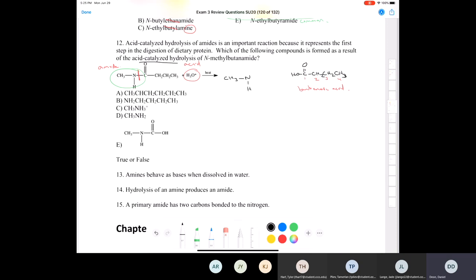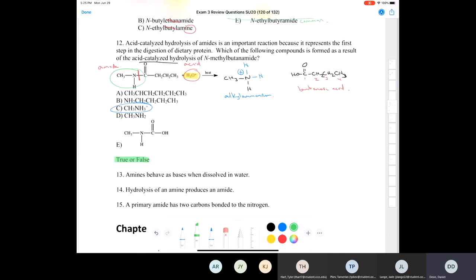What am I missing here, right? If I'm doing this reaction in acid, I'm going to end up with what? Who can help me? If I'm hydrolyzing an amide in acid, I end up with a carboxylic acid and what? Because there's no carboxylic acids in the answer. An alkyl ammonium ion. Thanks, Tyler. And so I'm going to have to add 1, 2 hydrogens. Okay, I'm going to end up with my alkyl ammonium ion. All right, there we go. And that is this one right here. Methyl ammonium.